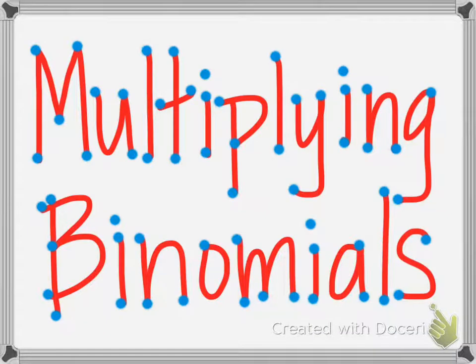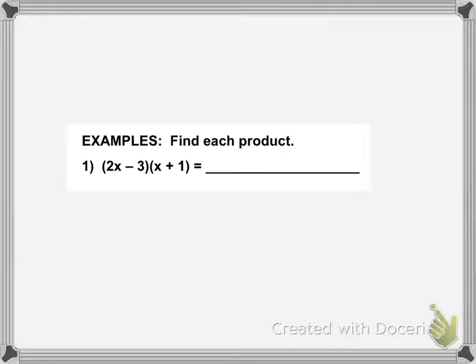Hello students! Today we will learn how to multiply two binomials together. So if you look at this first example, this is an example of multiplying two binomials together. There are 1, 2, 1, 2 terms in each of the parentheses. So there are going to be two ways that we can do this, and I'll show you both ways.